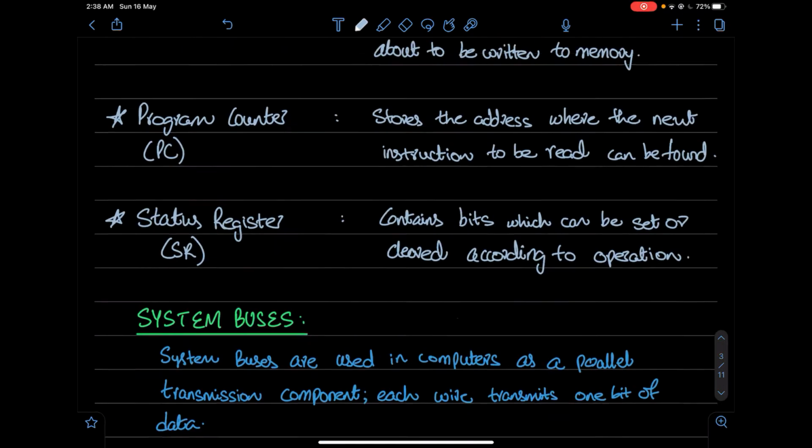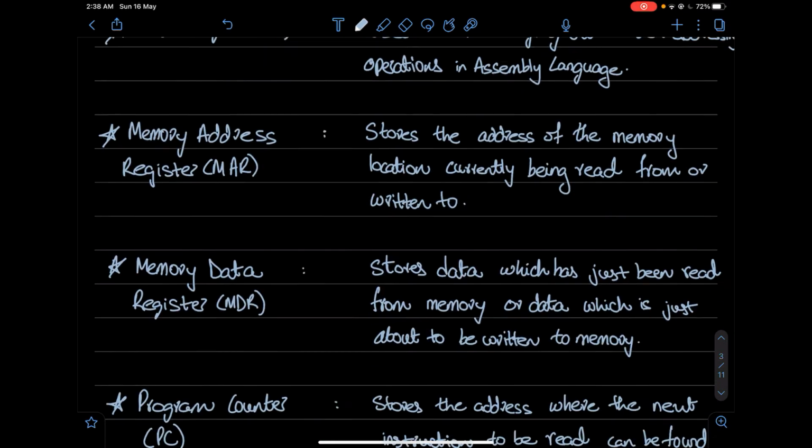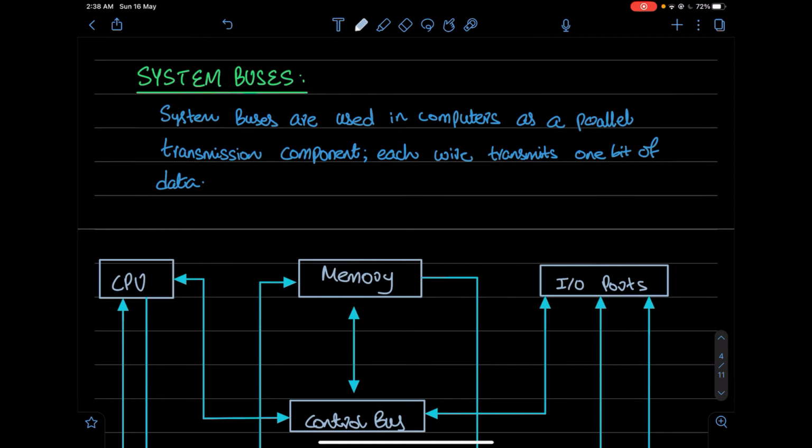And lastly, we discussed our registers, right? So today we'll be moving onwards to system buses, right? Okay, so what are system buses? These are used to transfer data or addresses or controlling signals, right? They transfer all these. So system buses are used in computers as a parallel transmission component.